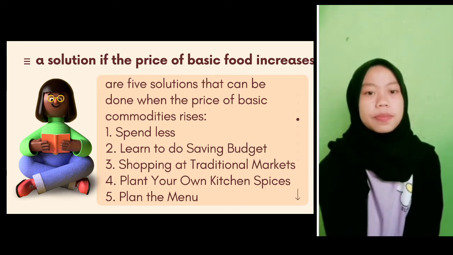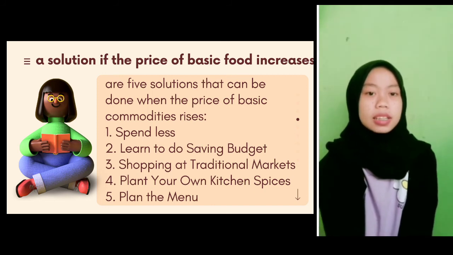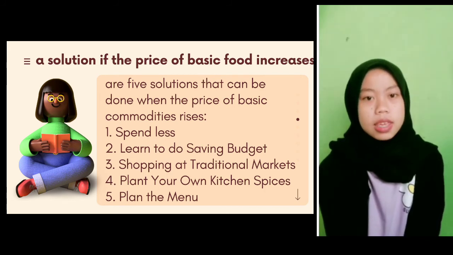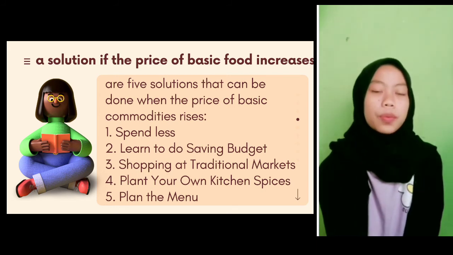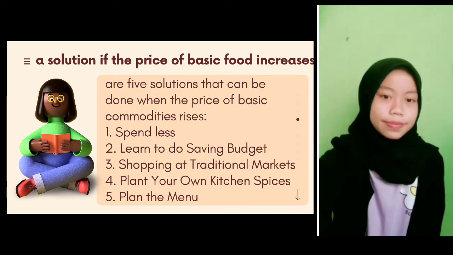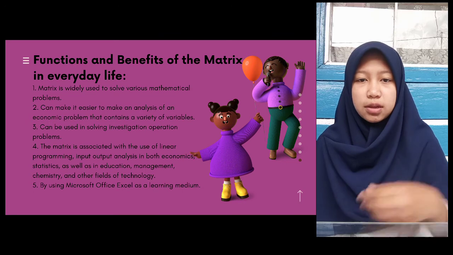5. Plan the menu. The next solution, we can make a food menu for a certain time, for example, 3 days or a week. That way, you have an idea of what shopping list should be prepared first to meet your needs within that time span. The sixth will explain the benefit of the matrix in everyday life by Dini.